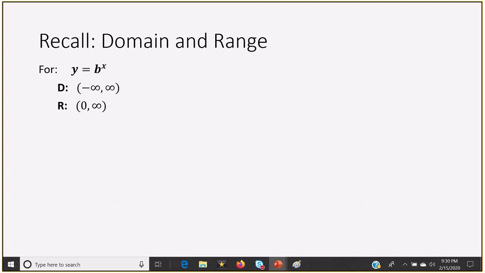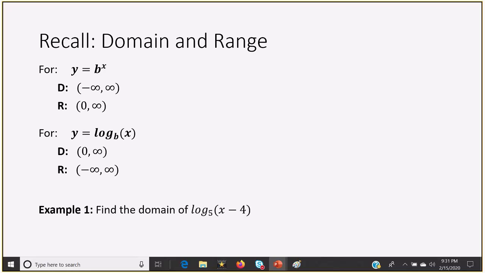To hammer home the connection between the two: when we talked about an exponential, the domain of an exponential is always negative infinity to infinity. The range of an exponential, unless it's been transformed, is 0 to infinity. Well, a logarithm, you just flip those. So the domain in this case will be 0 to infinity, and the range will now become negative infinity to infinity. If we're trying to find the domain of a logarithm, we use a process.